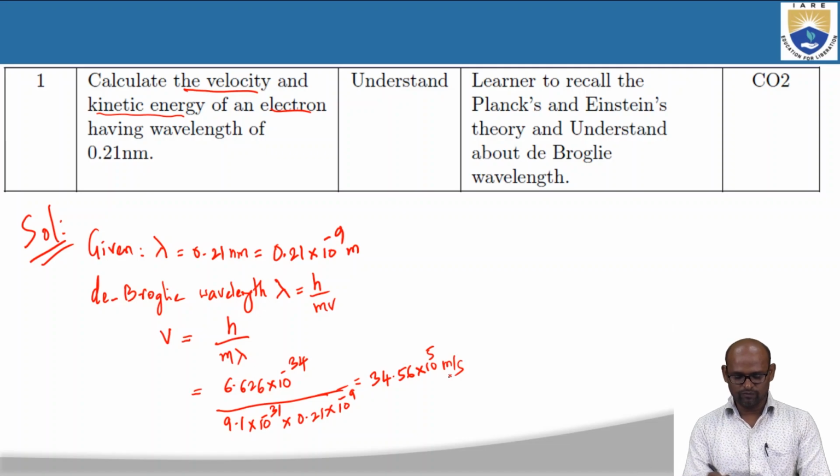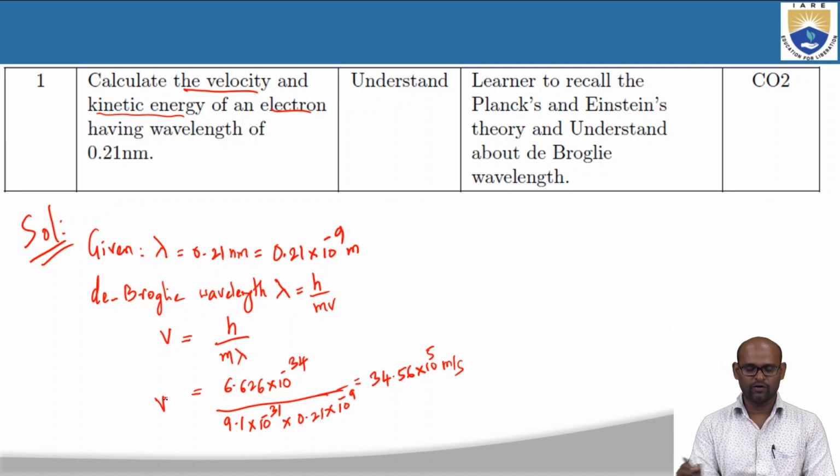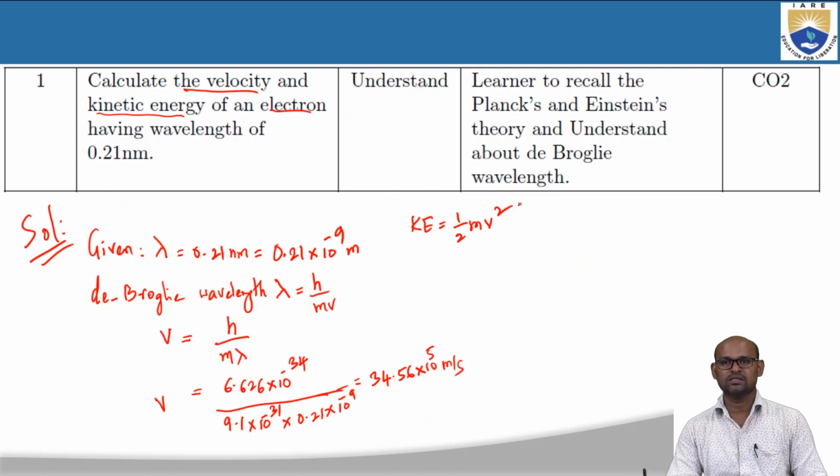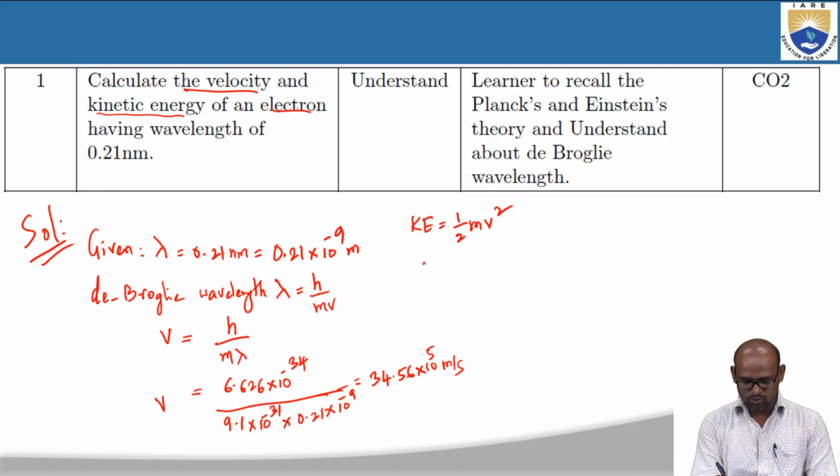Once we find the velocity v, we can calculate the kinetic energy. Kinetic energy is half m v square. So, 1 by 2 times m, the mass of the electron, which is 9.1 into 10 power minus 31, into the velocity 34.56 into 10 power 5, whole square.